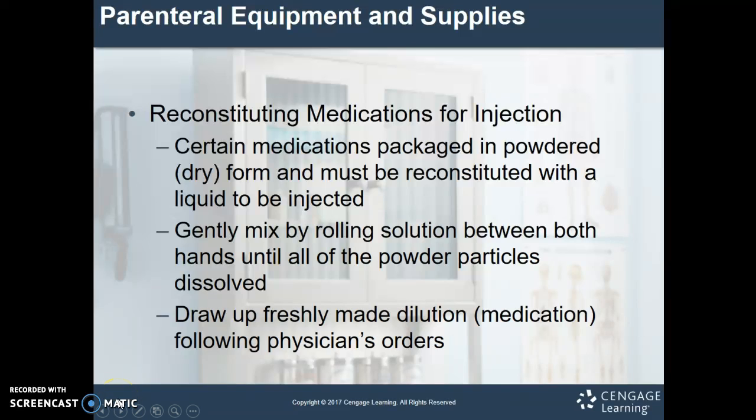Once the diluent is removed from its original container, it's injected into the powdered drug vial, and then you gently mix by rolling the solution or swirling it. Once the particles are completely dissolved, you draw up the liquid and inject the amount that you need into a bag or as an administration IM or sub-Q.